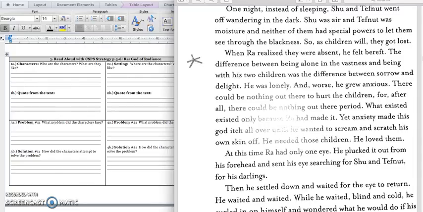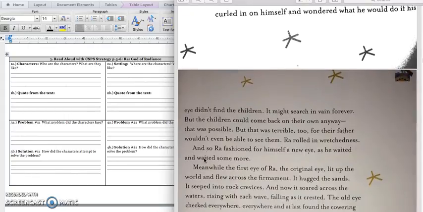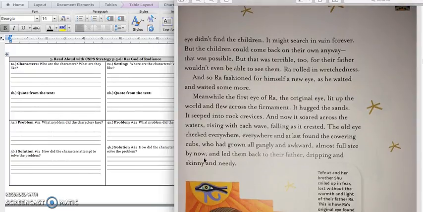All right, now we're looking for another problem. We're at the bottom of the page. Then he settled down and waited for the eye to return. He waited and waited. While he waited, blind and cold, he curled in on himself and wondered what he would do, turn the page, if his eye didn't find his children.